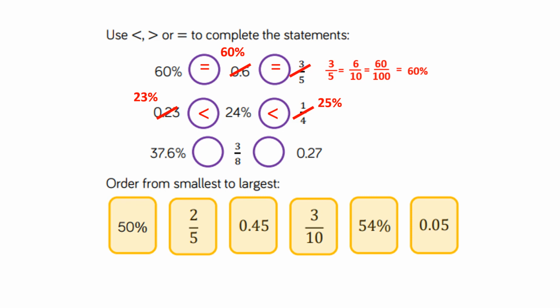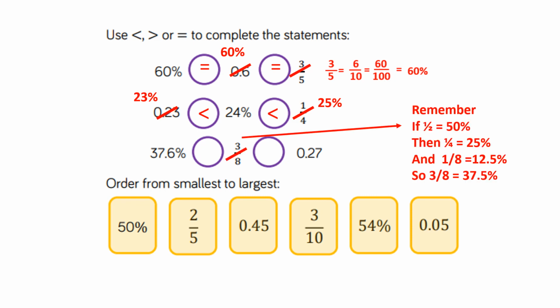For the last one, we've got 37.6%, and then I told you that 1/8 was the same as 12.5%. So 3/8 must be 12.5% times by 3, which is 37.5. So we've got 37.5 in the middle, and then at the end we've got 27 hundredths, which is 27%. So we've got 37.6, 37.5 and 27. So in this example it is going down. So 37.6 is greater than 37.5, which is greater than 27%.